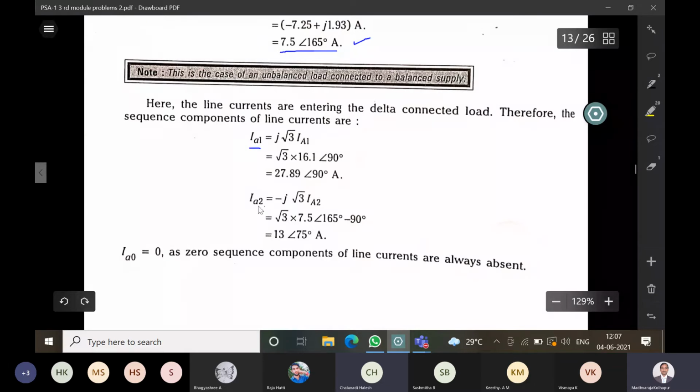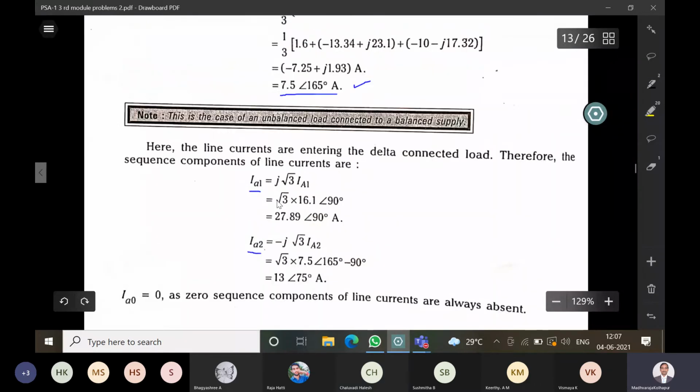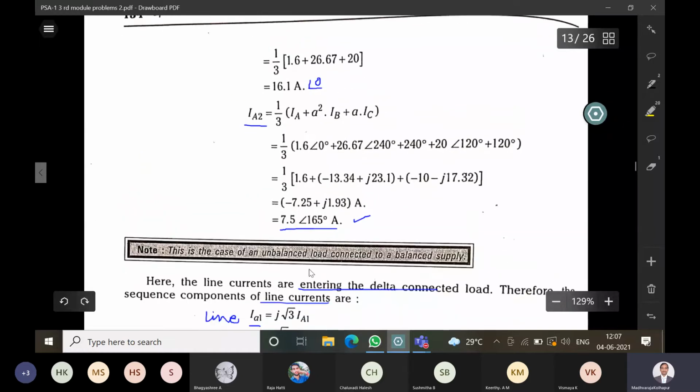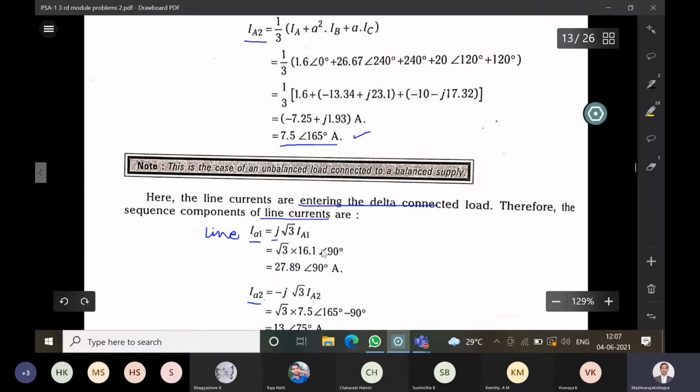Okay, so what is small IA1 and small IA2? Calculate it. Small IA1 is equal to... all our currents are entering towards the delta connected load. Therefore, plus j into root 3 into capital IA1 is equal to small IA1. Small IA1 is called the line current. So these are the line currents that can be calculated. j into root 3 into IA1. Root 3 IA1 is 16.1, and j can be written as plus 90 degree.